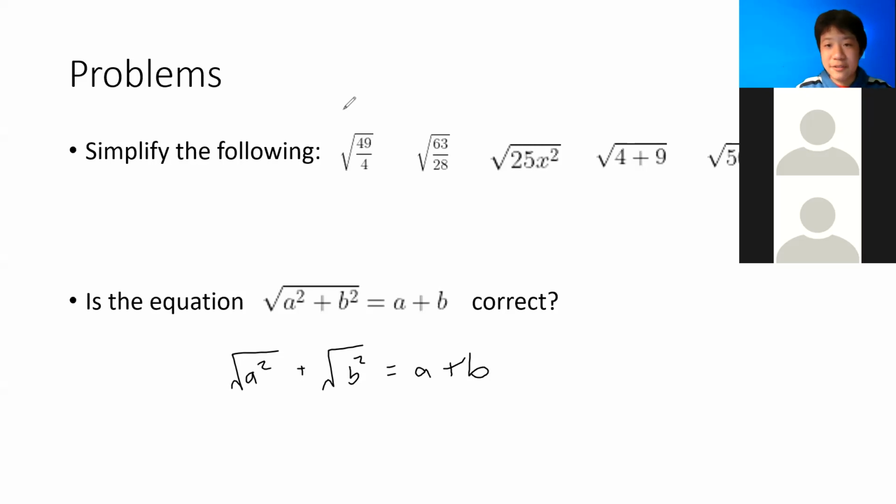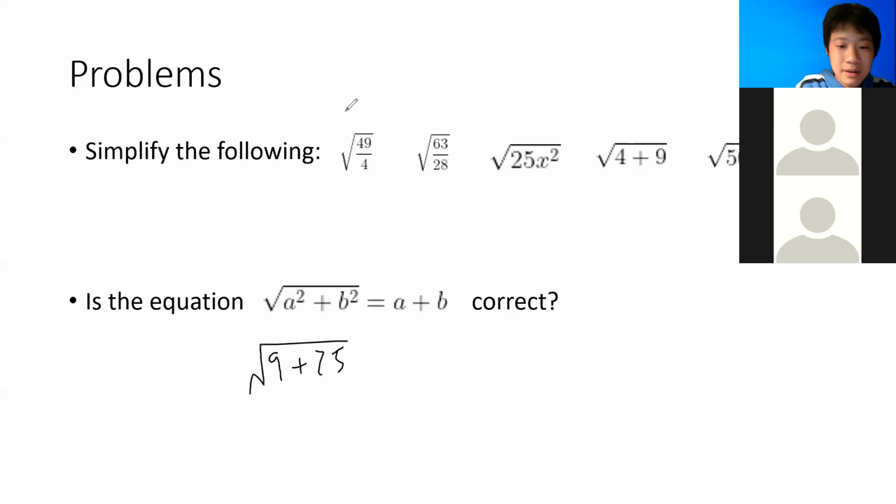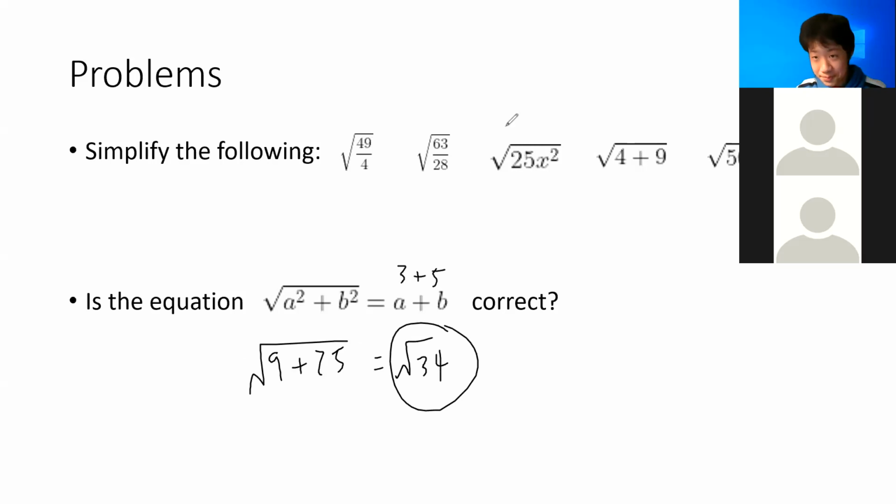So this is incorrect. If we were to actually try this out with two numbers like 3 and 5, well, this would be 9 plus 25, or the square root of 34. Well, the square root of 34 is not 3 plus 5, right? So this is not going to work, okay?